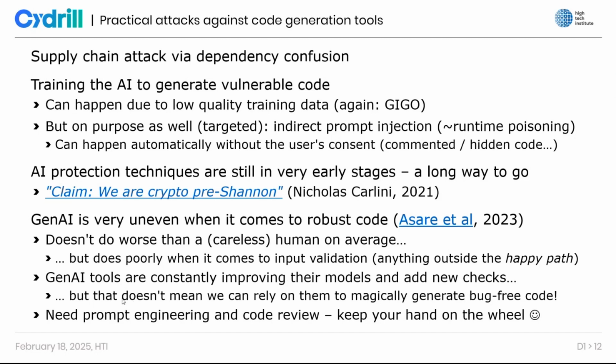So to summarize all this, these tools are good and useful. We have seen some aspects where they are particularly useful, but we need to use them correctly. And that means we need to know how to ask the questions to give them, so prompt engineering. And we also need to check the output that they give us, so we need to review the code. Well, I mean, it's called Copilot. It is not supposed to drive the car by itself. We need to keep our hands on the wheel.